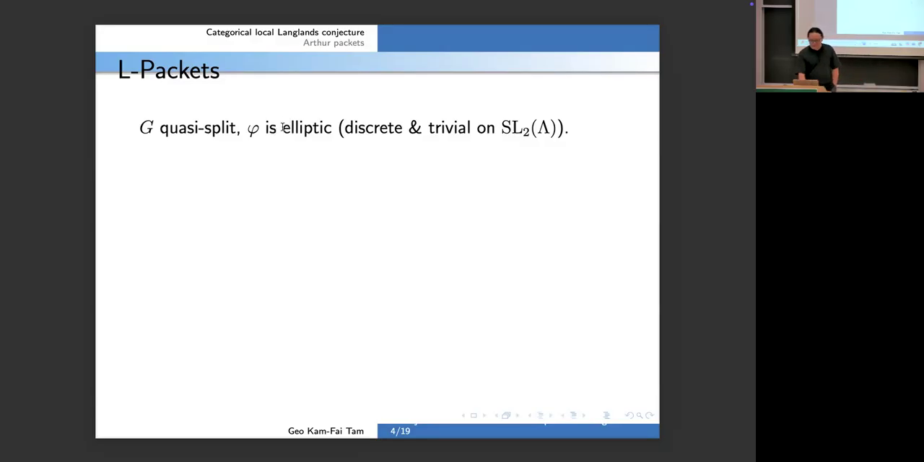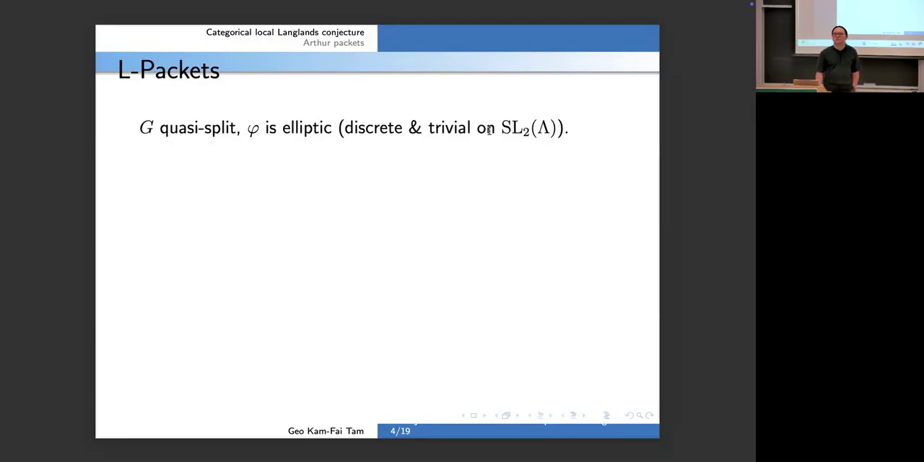And to say it is elliptic, I mean this is a discrete parameter. That means the centralizer of this parameter is finite mod center. And I also want it to be trivial on the SL2 part. So roughly, you can just imagine this is like a morphism from the Weil group to the L-group, or a one-cocycle from the Weil group to the dual group of G. And it's elliptic.